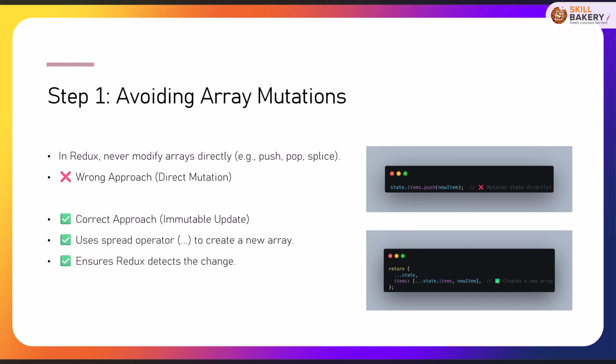The wrong approach as shown over here is direct mutation. So here we are doing state.items.push(newItem). This basically mutates state directly. The correct approach, the immutable way, is to use the spread operator to create a new array, which ensures Redux detects the change. So here you can see return [...state.items, newItem], which is basically creating a new array.